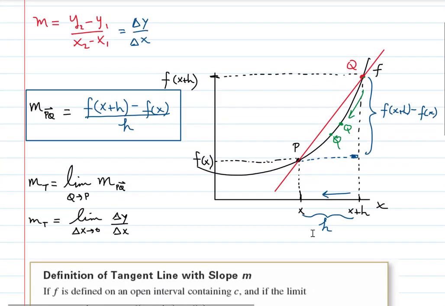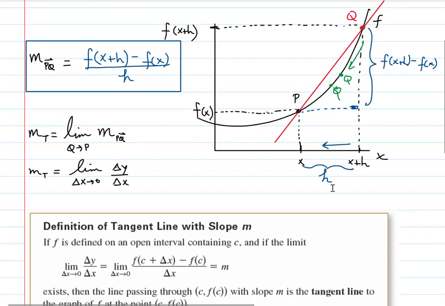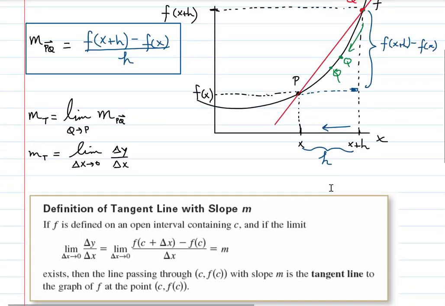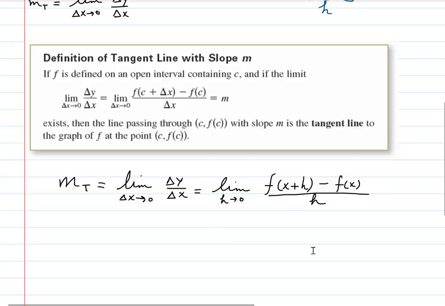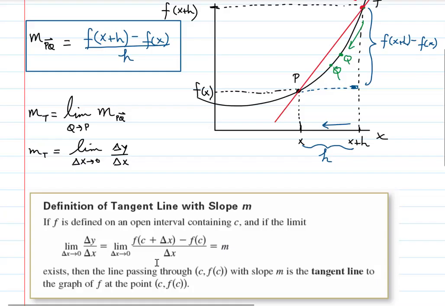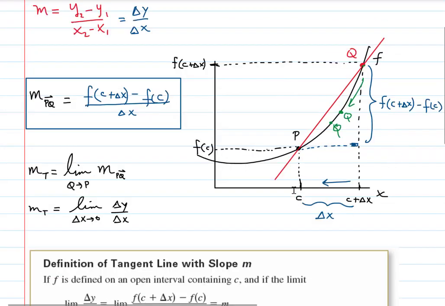Remember, this h is the horizontal distance from P to Q. Q getting closer and closer to P is equivalent to saying h is getting closer and closer to 0, because as this distance shortens, the closer Q is to P, and taking the limit gives us the actual slope of the tangent line. Again, this definition is exactly what we have here. If we were to relabel everything, it would look like this.